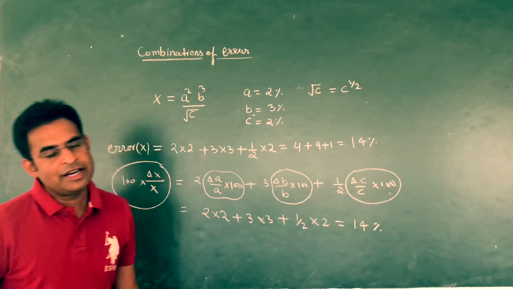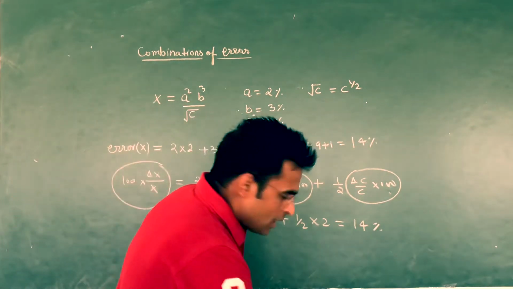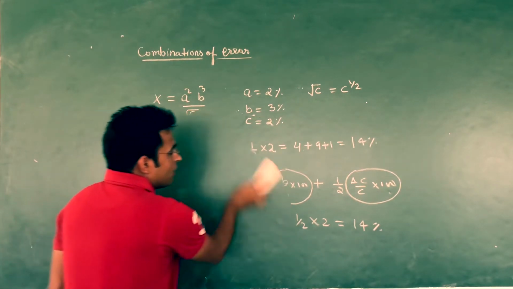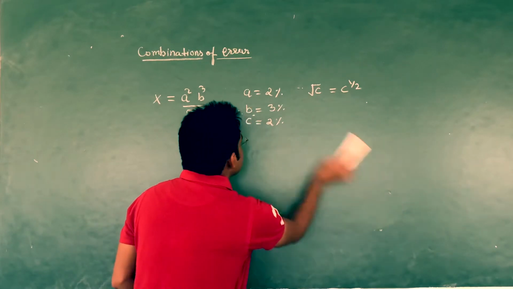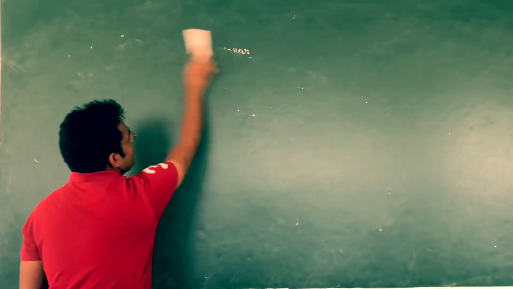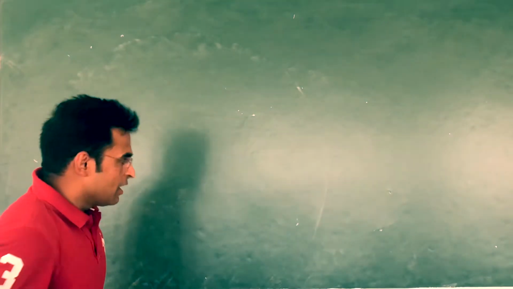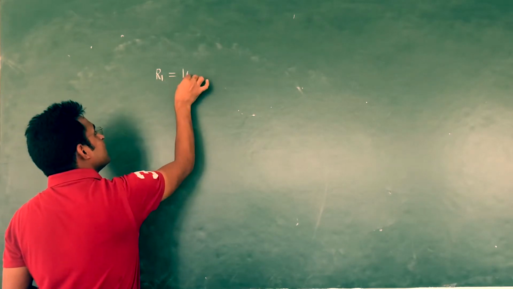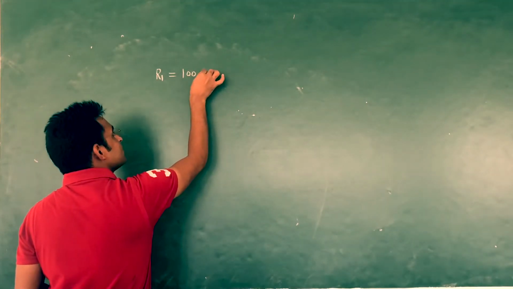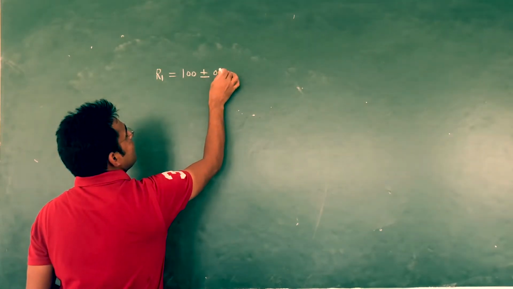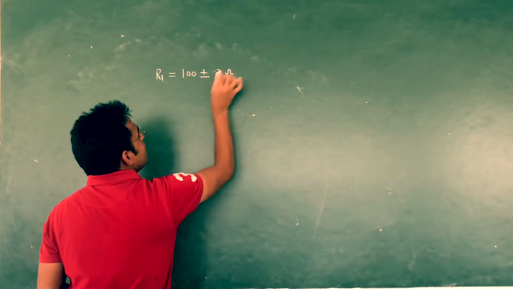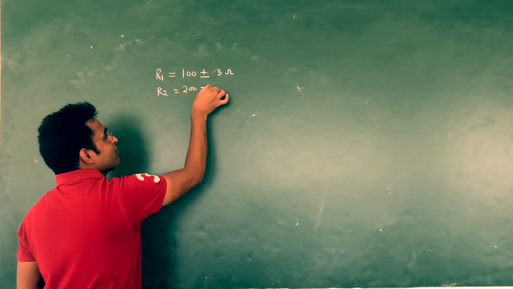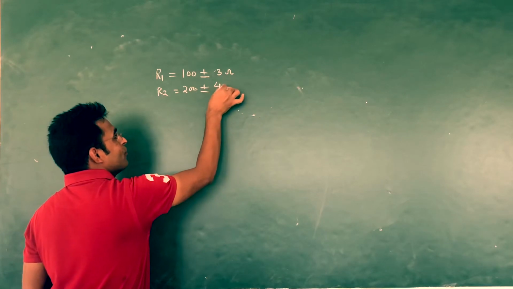So this is the method to calculate percentage error. And in NCERT, one question is there for resistance, and they are asking what will be percentage error and what will be the error combination for that resistance. For example, it's given R1 is equal to 100 plus minus 3 ohm, and R2 is 200 plus minus 4 ohm.